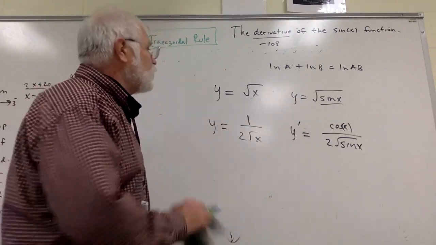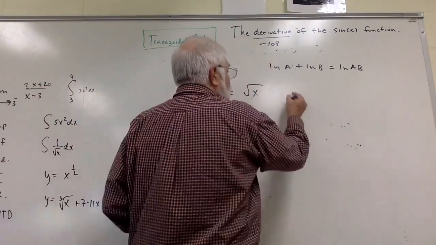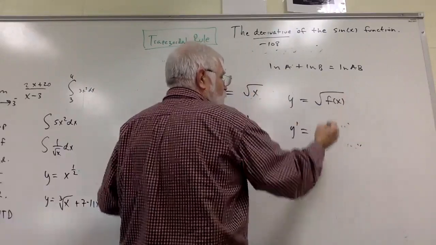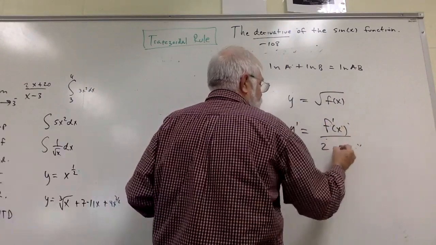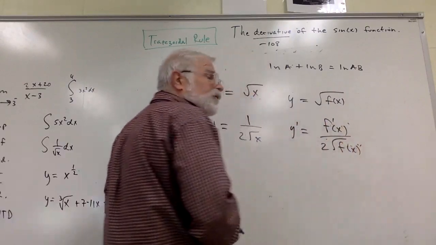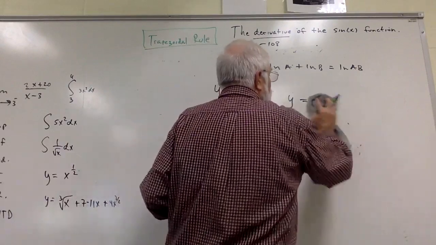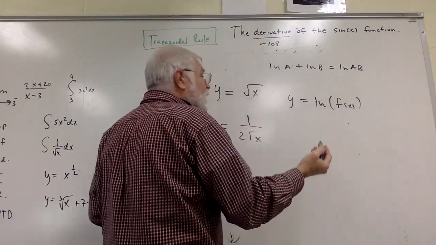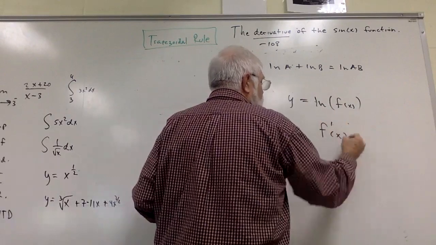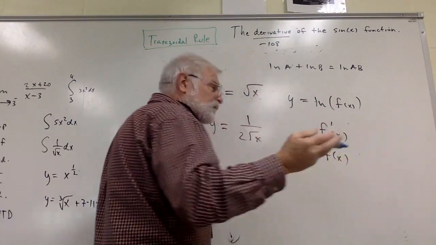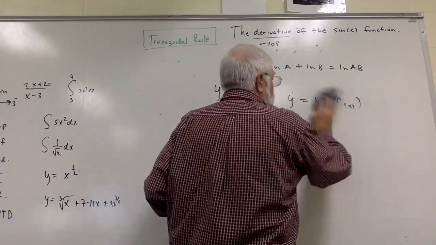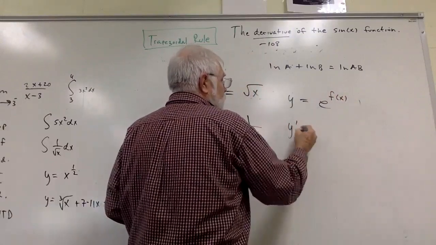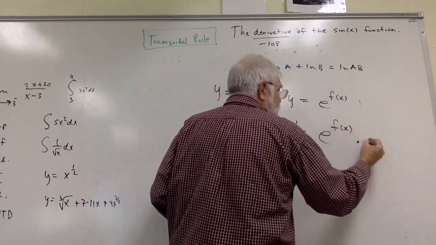So what did I basically do? I basically did y equals the square root of some function, and the derivative of that particular one is f prime of x divided by 2 times the square root of f of x. Why did I choose that? Because we could look at y equals the ln of some function. And what's the derivative of that gonna be? It's gonna be f prime of x over f of x. I'll explain why in the future. We could have looked at e to the f of x. What's the derivative of e to the f of x? It is itself times the derivative of f of x.